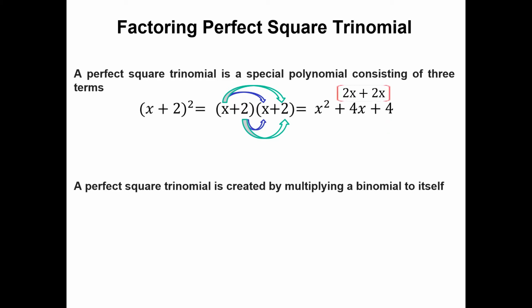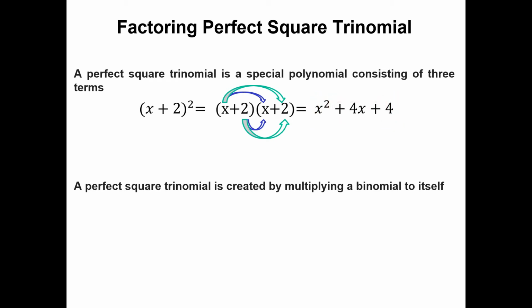Notice, if we combine these terms, we get the middle term, which is 4x. Since we got this particular trinomial by squaring a binomial, we can say that this is a perfect square trinomial.